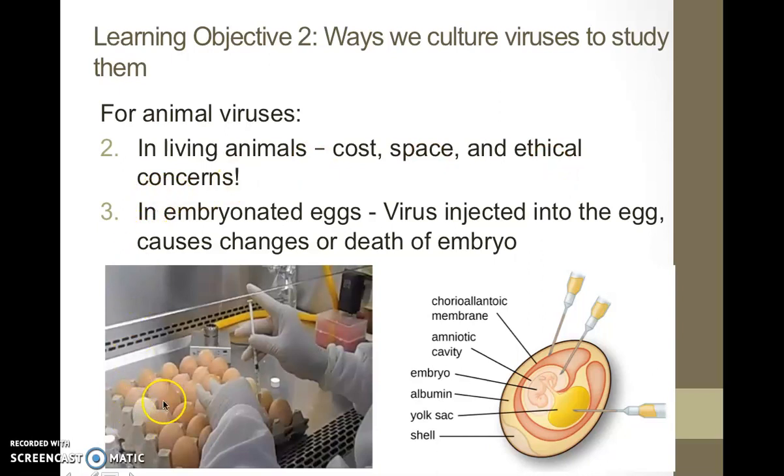A lot of viruses can infect more than one species. For example, flu viruses can infect different species of birds as well as mammals. So some viruses, if they're not very specific, can be grown in embryonated eggs. That means a fertilized chicken egg. And the virus could be injected into different parts depending on where in the egg it can survive and grow. And this might cause changes or death of the embryo. Sometimes the virus doesn't kill the embryo. But that's a way that some viruses are reproduced for research.